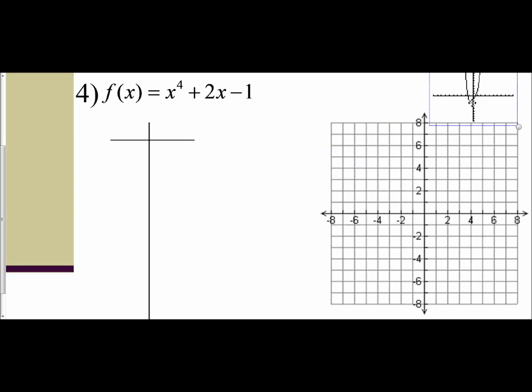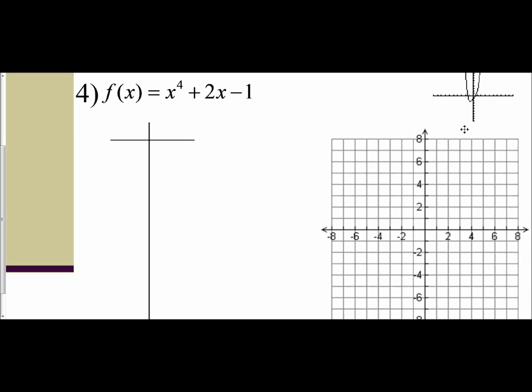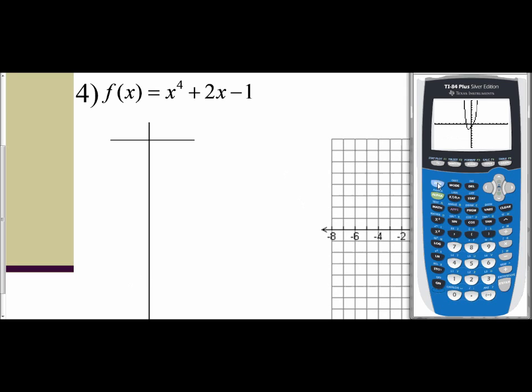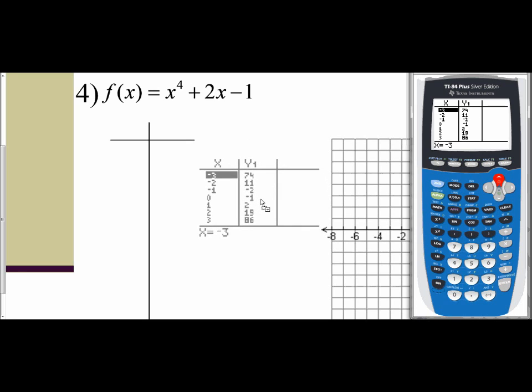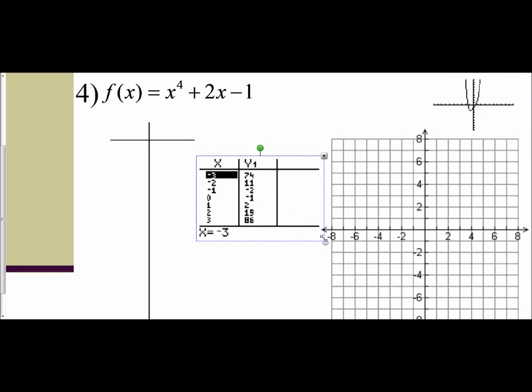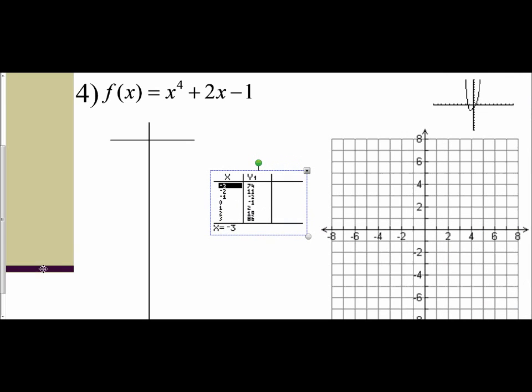I do not see a relative maximum. I only see a low point in the graph. So let's grab a table of values. So second graph, I can see my table of values. I'll go ahead and use from -3 to +3. And let's just copy those down from our calculator. So we have our x column and our y column.